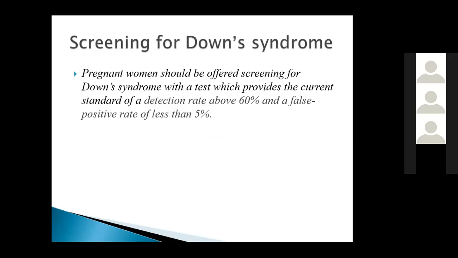Screening for Down syndrome, we do not routinely do in every patient. This is recommended for some specific patients, like those who are aged, females who are 40 plus, or those who have a history of a previous baby with Down syndrome. So in some specific conditions, we offer the Down syndrome screening. Pregnant women should be offered screening for Down syndrome with a test which provides the current standard of detection rate above 60% and false positive rate of less than 5%.